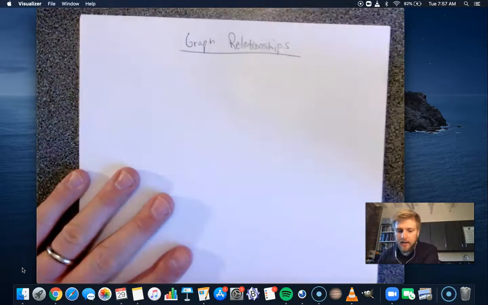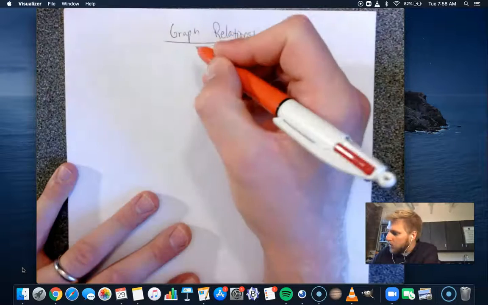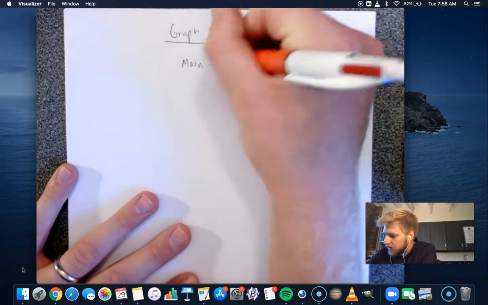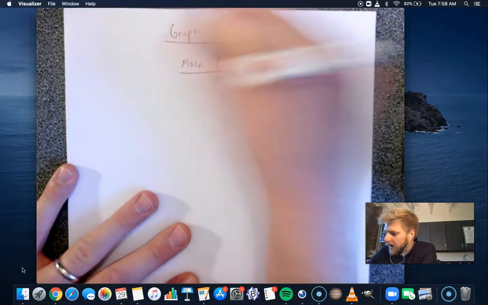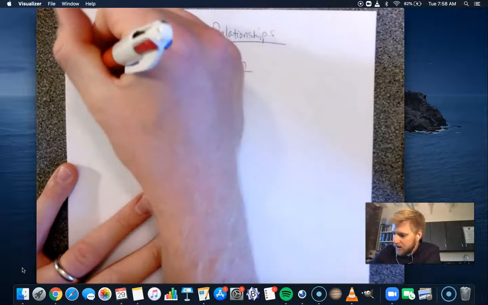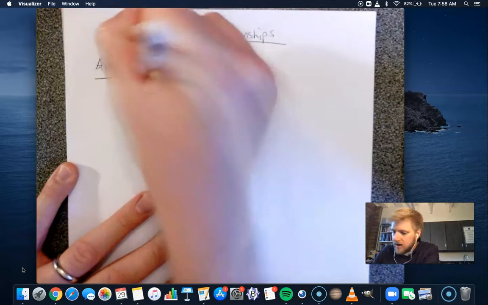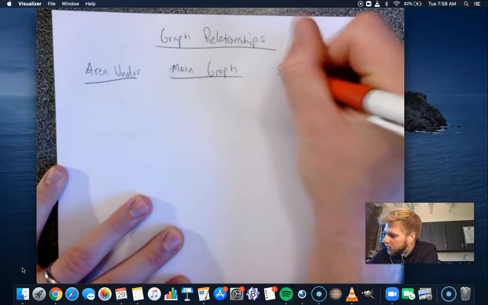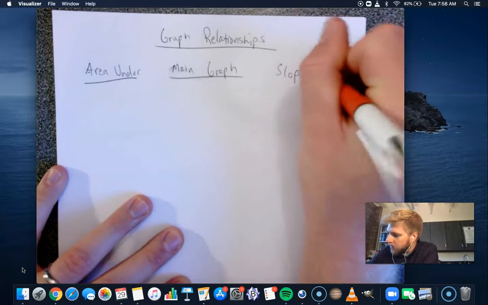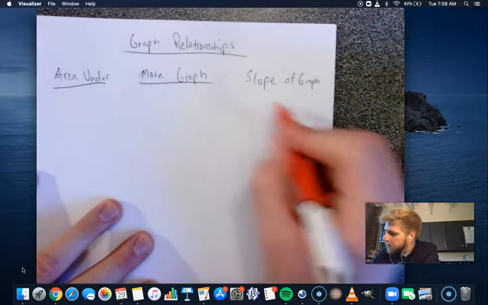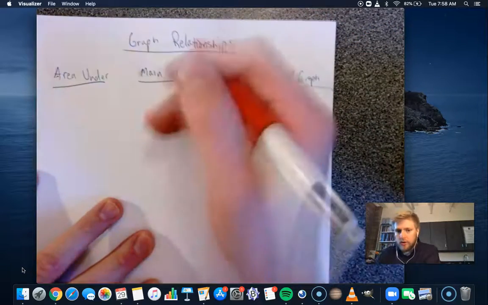How do they all tie into one another? So what we'll do is we'll put the main graph here. We'll say that its area under that graph goes over on this side, and the slope of the graph, we'll put that over on this side. So let's start, we'll just go down the line here.